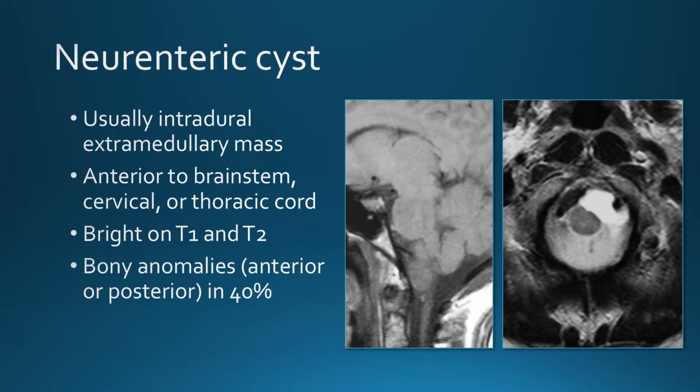And this is a neuroenteric cyst. So these are typically an intradural extramedullary mass, anterior to the brainstem, cervical or thoracic spinal cord. Classically, it's bright on T1 and bright on T2. They occasionally have bony anomalies, only about 40%, and the anomalies can be either anterior or posterior.